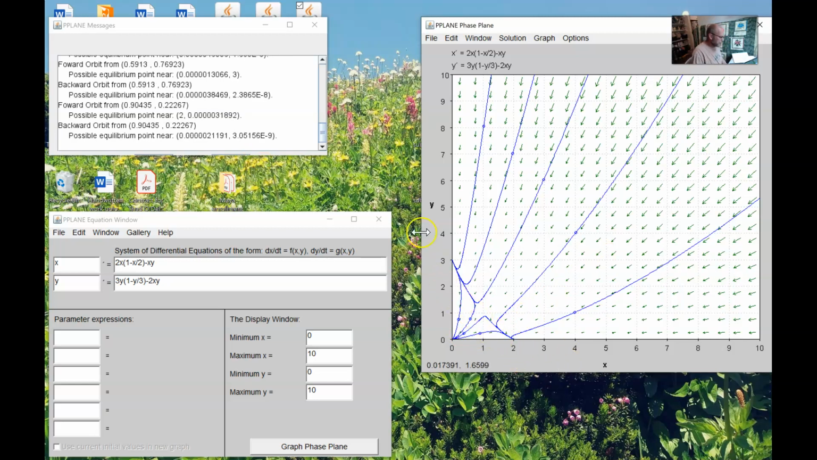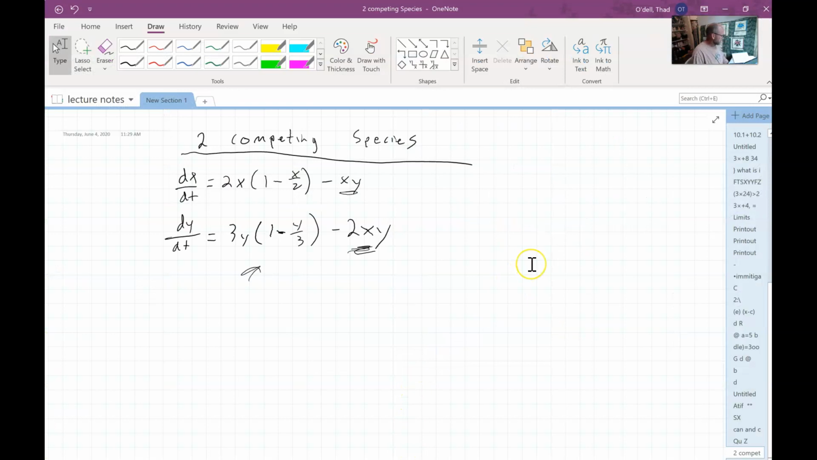So there's something interesting happening along this space here between 3 and 2. So we're going to go back here and look at what that is. What we're going to do is look for some equilibrium points, meaning when is the change in X 0 and when is the change in Y 0.